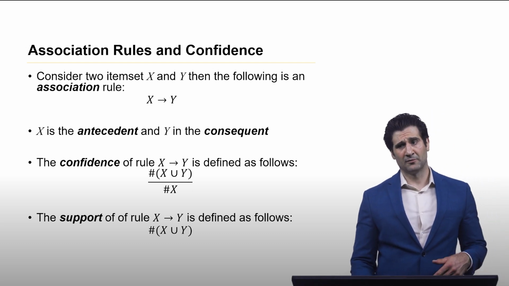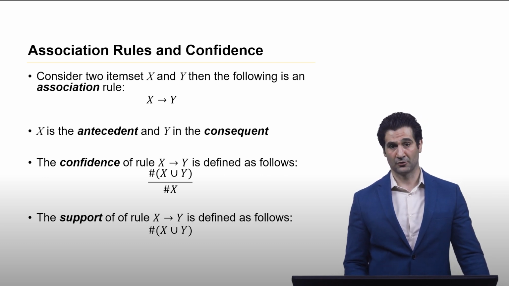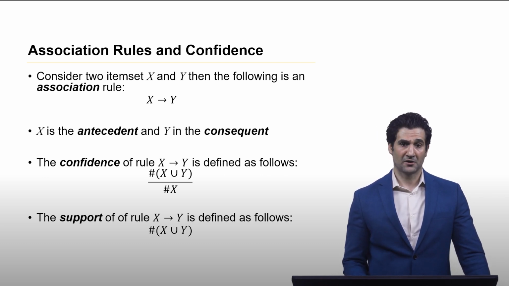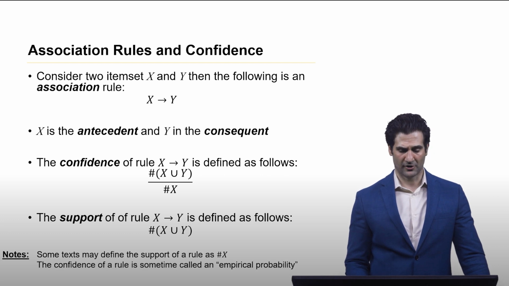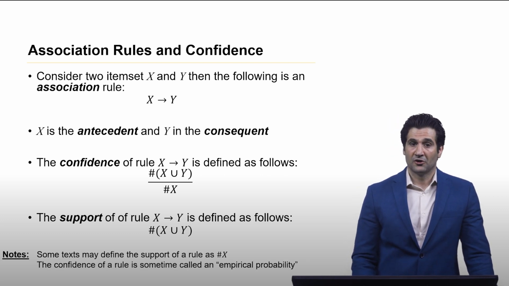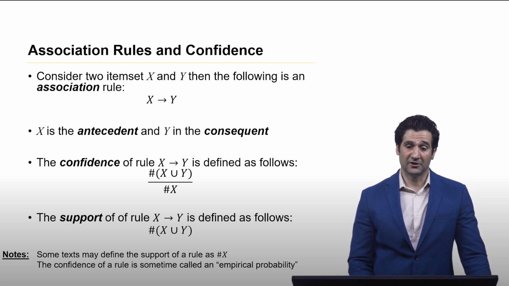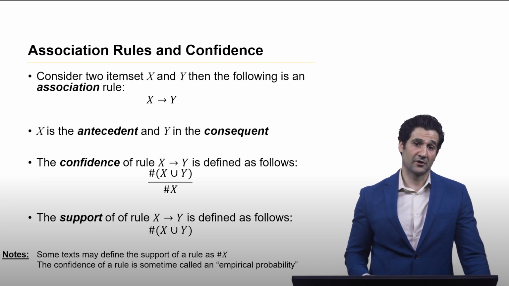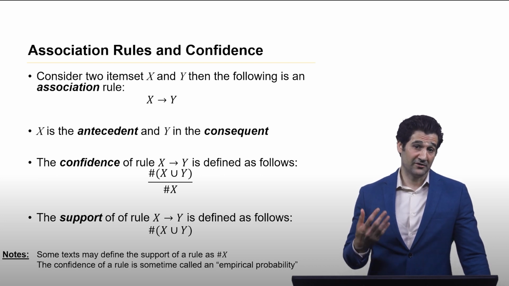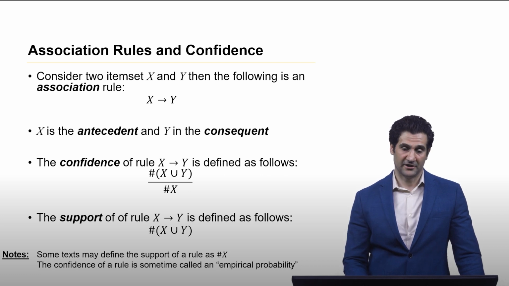Now, in some implementations and some other people who talk about it, they may call the support of the rule the denominator. For this class, we will use the numerator. Also to note that the confidence value is also referred to as the empirical probability, because you could view that number as kind of the probability of if X then Y based on simply counting occurrences in the data set.